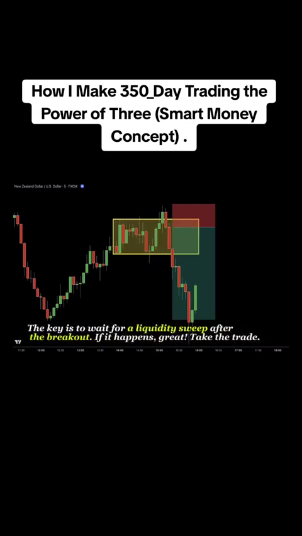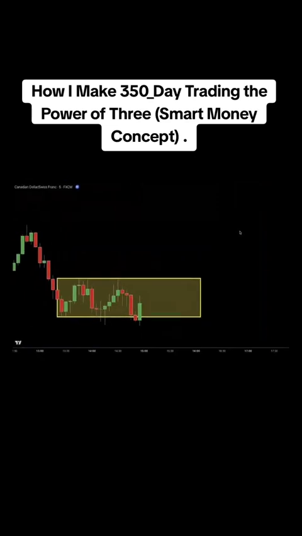The key is to wait for a liquidity sweep after the breakout. If it happens, that's great. Take the trade. If it doesn't, don't assume the power of 3 strategy is ineffective. It works, but like any setup, it won't appear in every scenario. Now, let's look at another chart example.